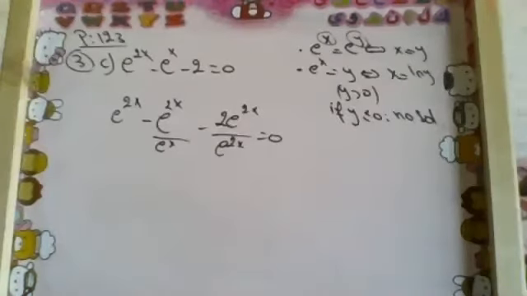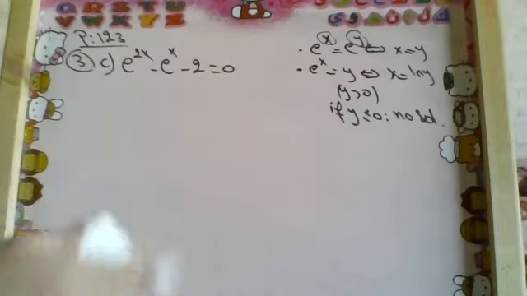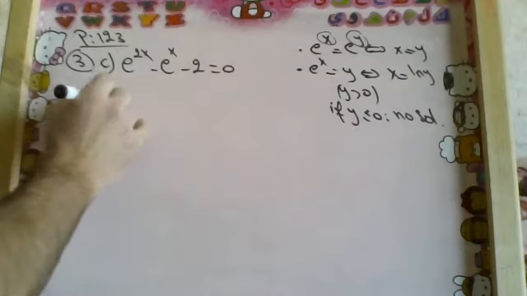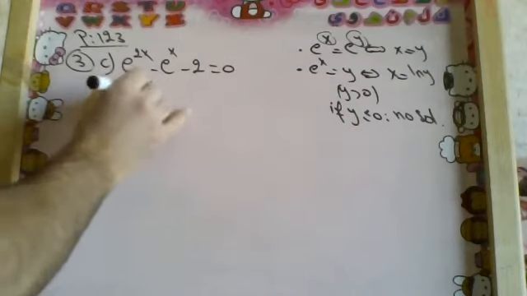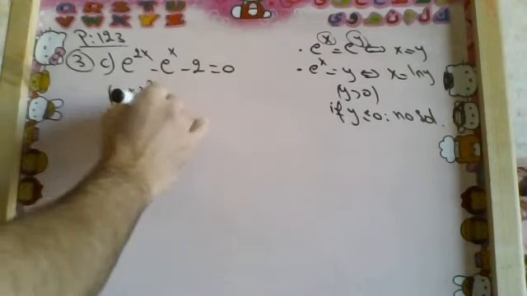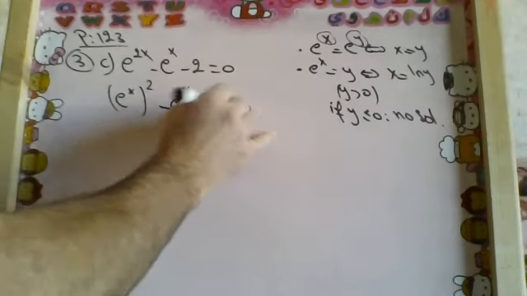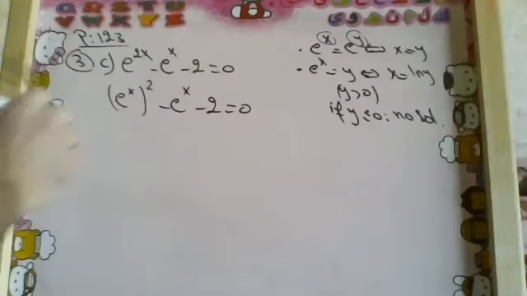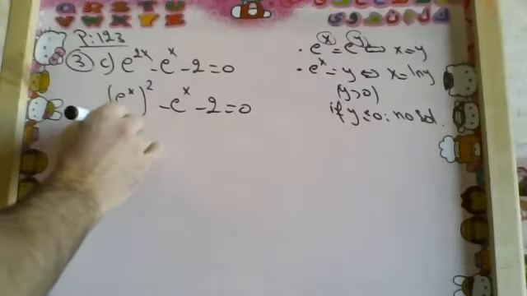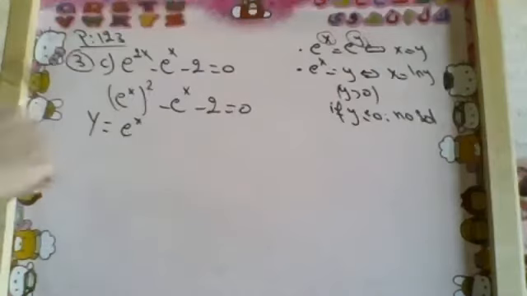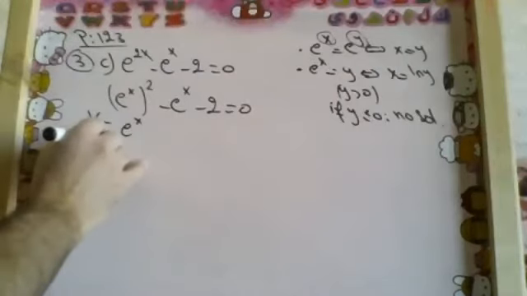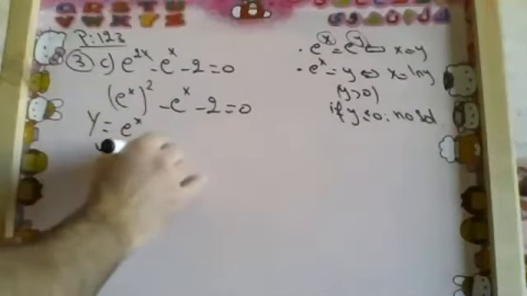I said e power 2x... Pay attention a bit. This is in fact a quadratic equation. e power 2x we can write as e power x, all of it to the power 2, minus e power x minus 2 equals 0. Now put y equal to e power x. Then you will get y squared minus y minus 2 equals 0.